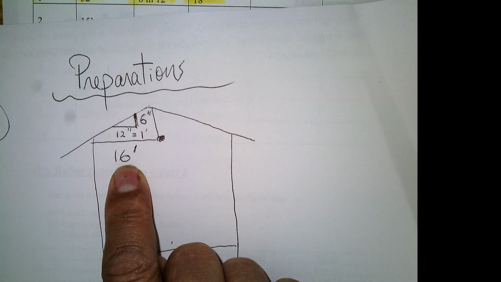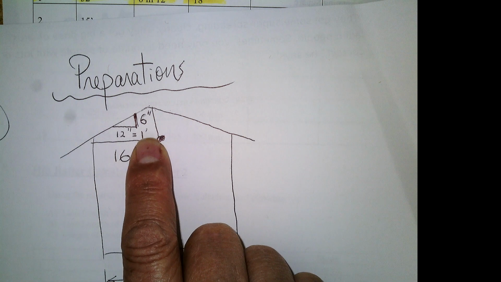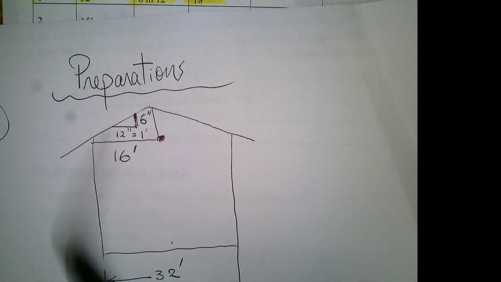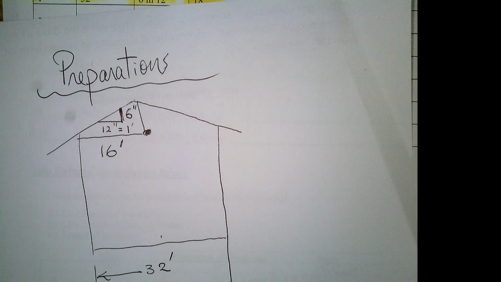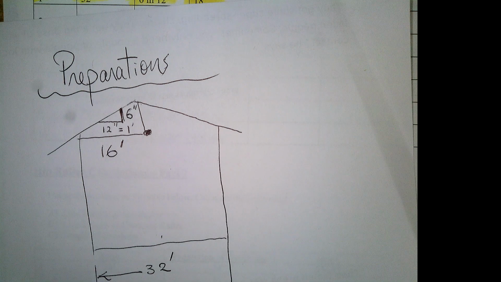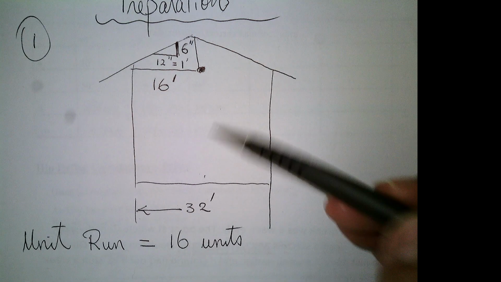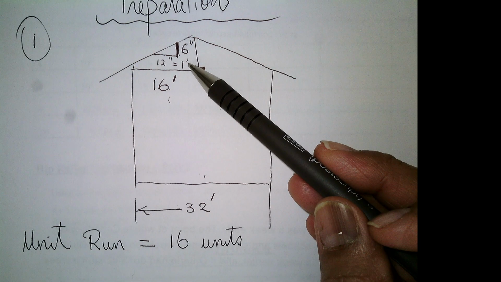16 feet is 16 times the run of the slope. So right away, the preparations allow you to determine 2 units. The run is equal to 16 units. I would say the unit run, 16 units, because it's 16 times more than 1.